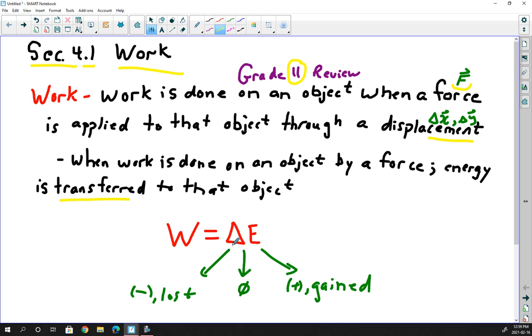Now, sometimes we do a calculation and the answer of work and energy transfer is negative. That means the object that had work done on it by a particular force has lost energy due to that force. Sometimes it's zero, so it doesn't gain or lose energy, but sometimes a force is applied to an object and that force does work on that object and gives that object energy. So there's been a gain. Those are the three main ways of looking at this equation that we did look at in grade 11.